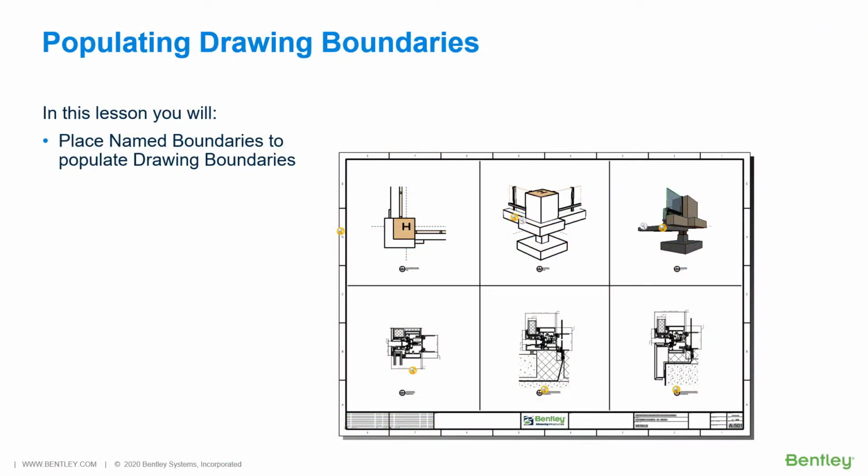In a previous section, within the detail sheet, we designated areas using the drawing boundary tool. A drawing boundary is a predefined area on a sheet model that may contain a drawing. As we saw, the sheet model may be subdivided into several drawing boundaries. So let's jump into MicroStation, where we are going to use the name boundary tool to populate these drawing boundaries with additional details.